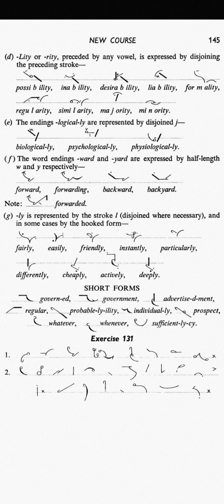Next is lity or rity, preceded by any vowel, is expressed by disjoining the preceding stroke. अब बहुत से वर्ड्स में ऐसी साउंड आती है लिटी और रिटी, है ना, तो उसको किससे रिप्रेजेंट करेंगे? उसके लिए कोई भी रिप्रेजेंटेशन फॉर्म नहीं रखेंगे. उसके लिए क्या करेंगे, जो प्रीसीडिंग स्ट्रोक है उसको डिसजॉइंट कर देंगे विद द होल आउटलाइन.